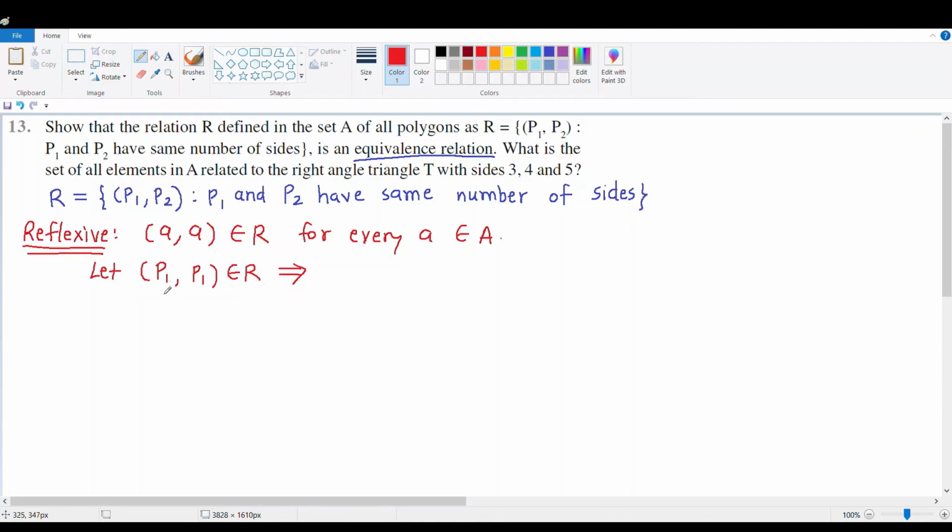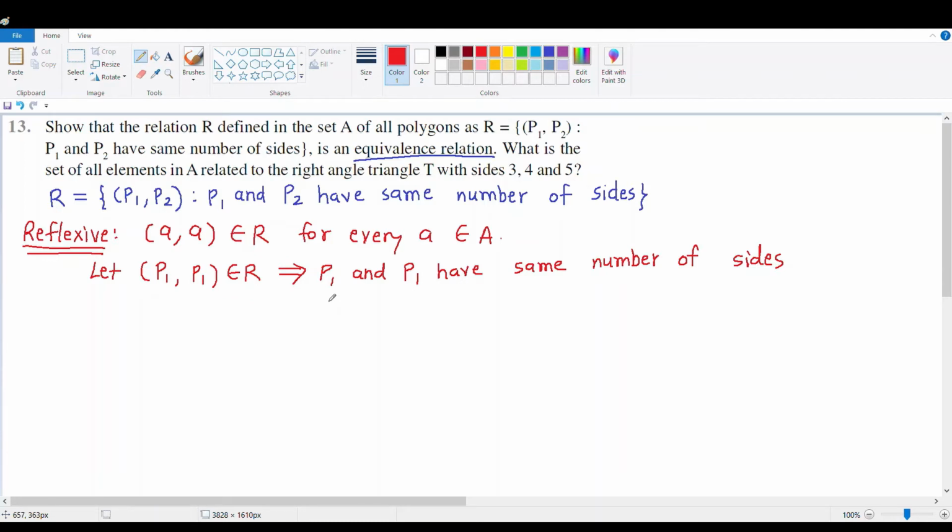And if P1 comma P1 is in R, then what condition from this given relation? If you have P1 comma P2, then P1 and P2 have same number of sides. Here we got P1 and P1. So that means P1 and P1 have same number of sides. Does this make sense? Is it true? Let's think for a bit.